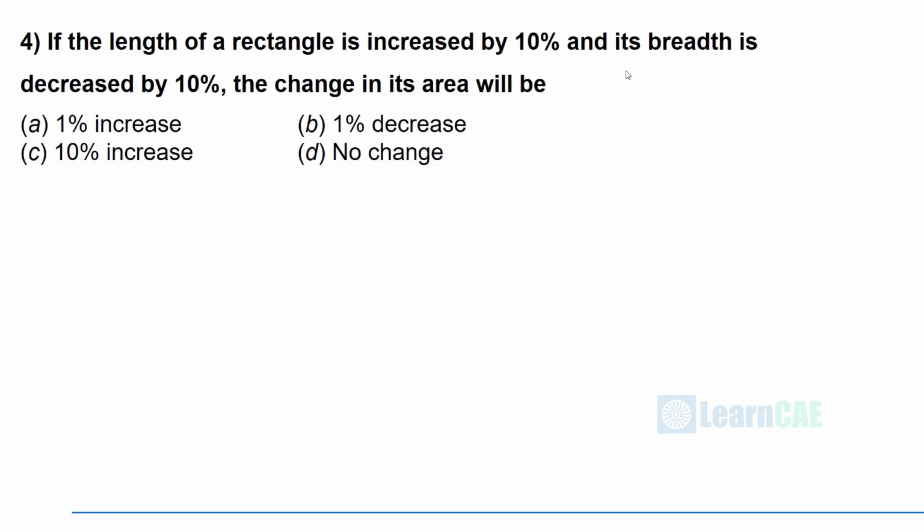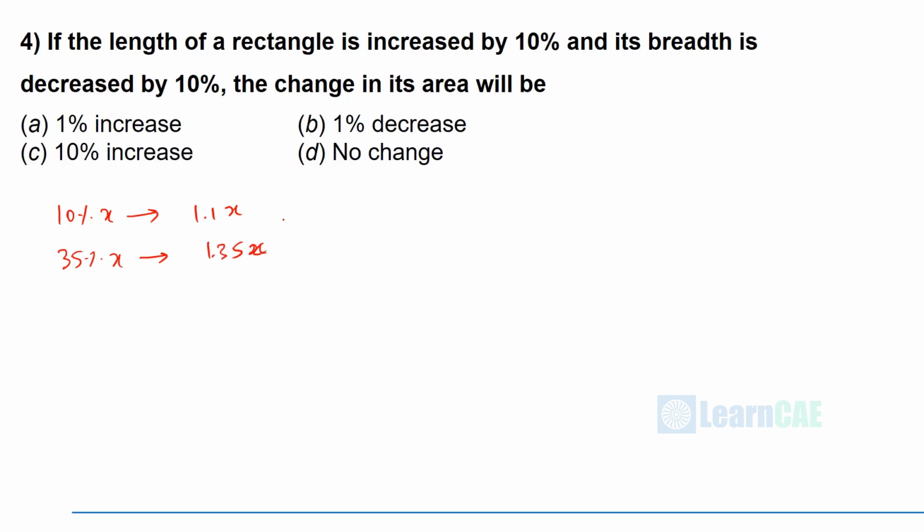If the length of a rectangle is increased by 10% and its breadth is decreased by 10%, the change in area will be? Here, whenever there is an increase or decrease by some particular percentage, we can write in terms of 1.2, 1.0 if it is percentage. For example, if it is 10% increase of x, then we can write it as 1.1x. If it is 35% of x, then we can write it as 1.35x.